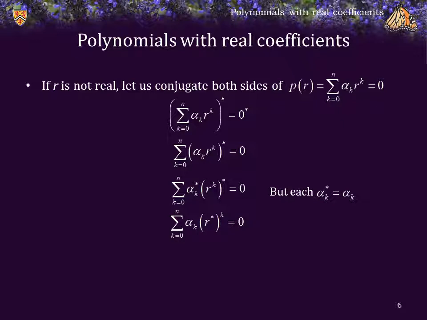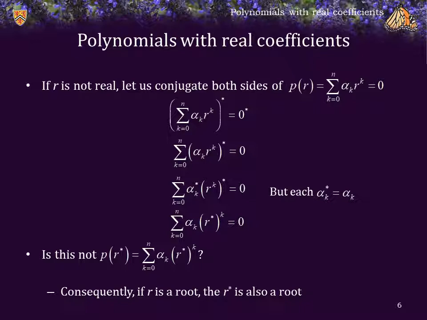Oh, but wait a second. Is the left-hand side not the original polynomial evaluated at r star? Well, if it is, and it is, we see that r star is also a root of the polynomial p. So consequently, if r is a root of a polynomial with real coefficients and r is not real, then r star is also a root.